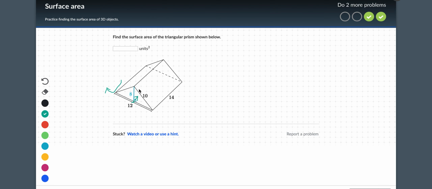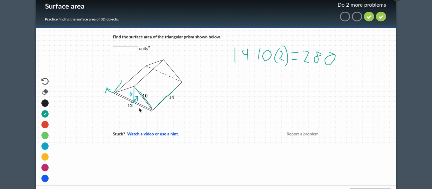So we'll first do these 2 rectangles on the top, because notice there's also a rectangle underneath here. So the 2 on the top are, this side is obviously 10, and this side is obviously 14. So 14 times 10, and then there are 2 of them. So 14 times 10 is 140, times 2 is 280.